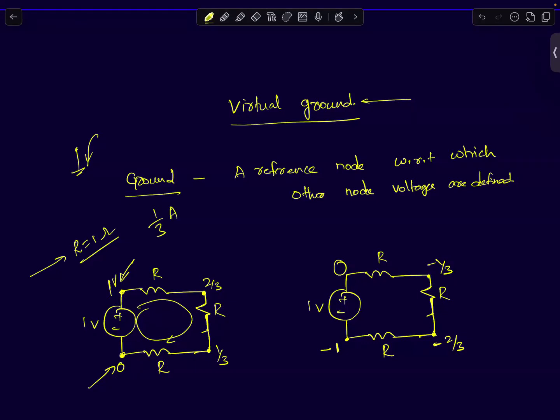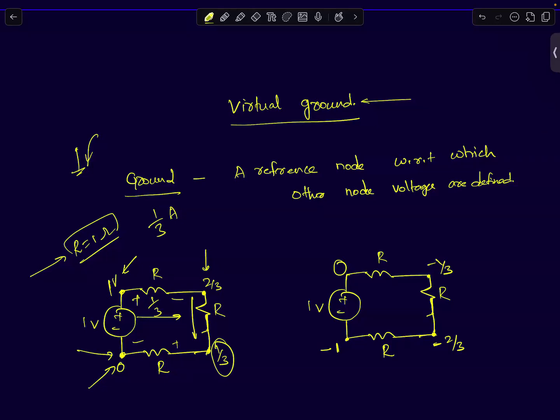So what is the voltage drop across each resistor? The current is 1/3. The resistance value is 1 ohm. So each resistor has a voltage drop of 1/3 of a volt. So if this node voltage is 1, and you drop 1/3 across the resistor, then this node voltage will be 1 minus 1/3, that will be 2/3. Now the current direction is here. So this node voltage will be 2/3 minus 1/3, which will be 1/3. So this node voltage will be 1/3 minus 1/3.